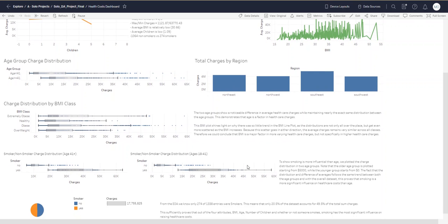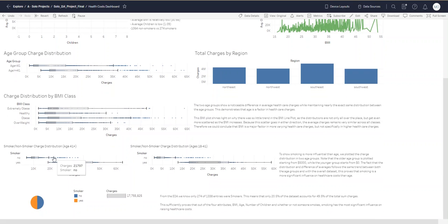Now, if they were very different, then that would mean that age took prominence over smoking, because that would mean that age causes higher charges no matter if you're a smoker or not. But if the two charts looked very similar, then that would mean that smoking takes prominence over it. And if we look at the two charts here, that is what we see.